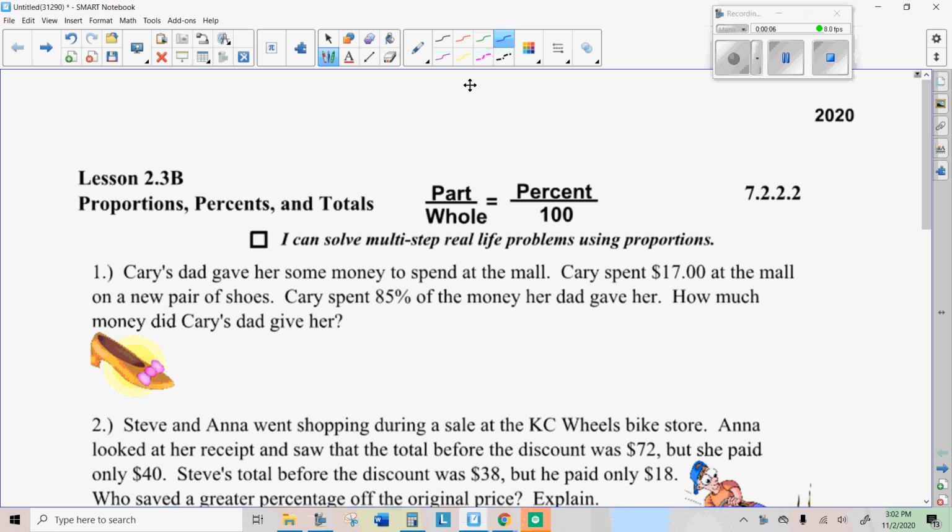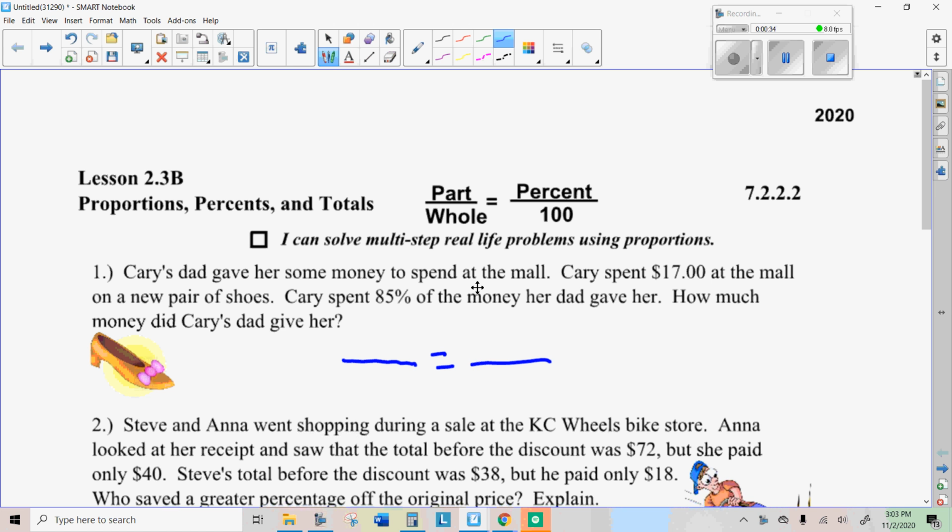Mr. Hermanson again. We're going to do more using proportions to solve problems, many of them dealing with percents, and we're going to look at some problems where we are given the part and we need to find the whole today. So they look a little bit differently, and you have to be able to identify when you're looking for the part, and I'll give you some hints as to how you do that. But let's get started here.